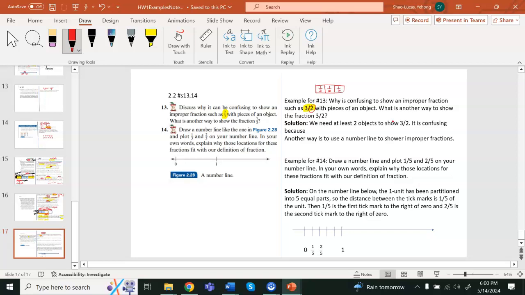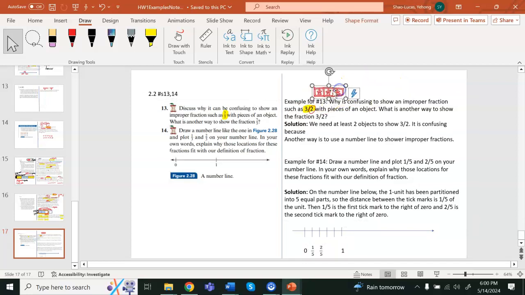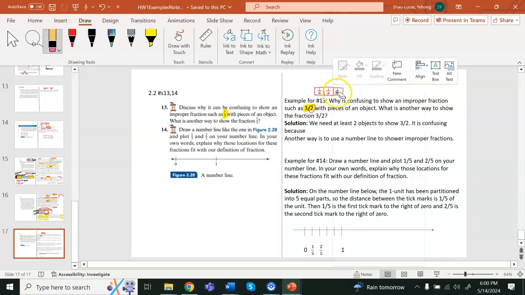So that's together 3/2. But if students get confused about this, we can use the number line to help them to explain this. So what we're going to do is draw another way, a number line. They didn't really ask us to draw it, so it just says what is another way. So the other way is to use a number line, but I can do it here.